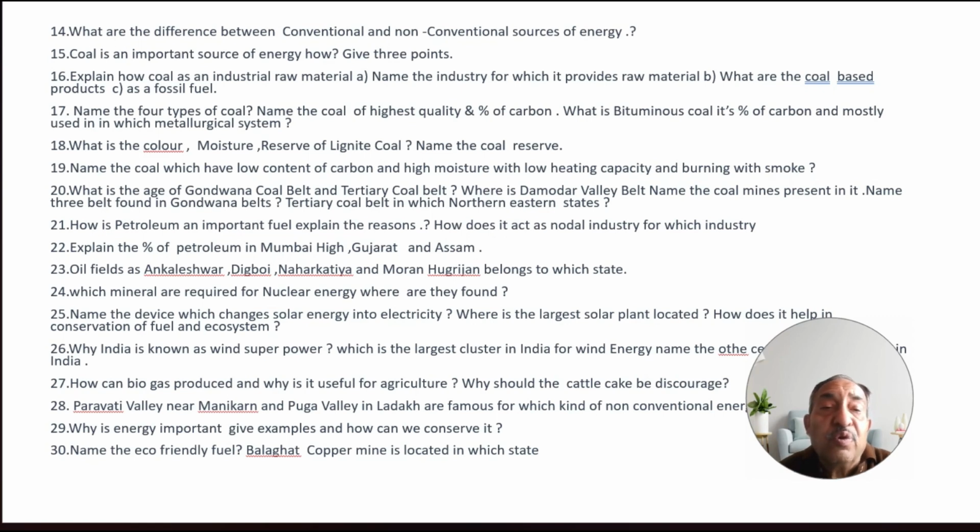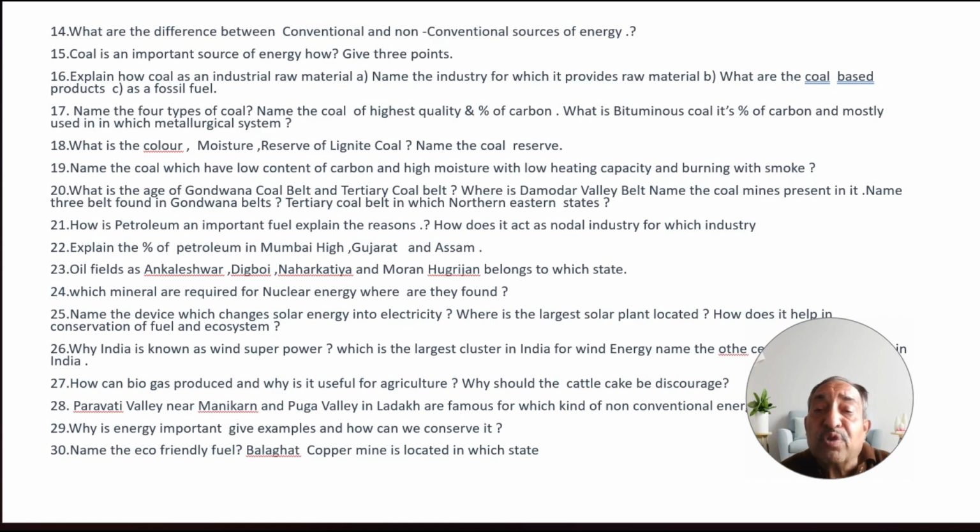Name the coal reserve. Name the coal which have low content of carbon and high moisture, with low heating capacity and burning with smoke. What is the age of Gondwana coal belt and tertiary coal belt?